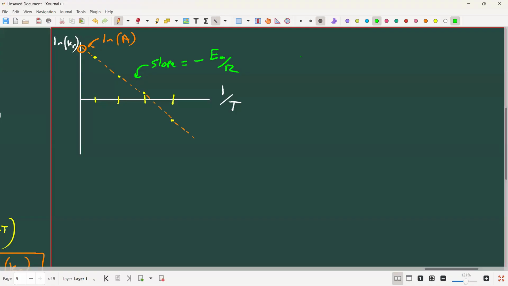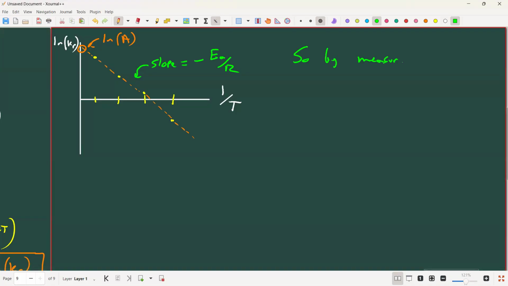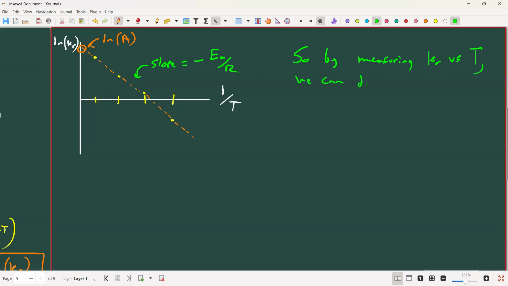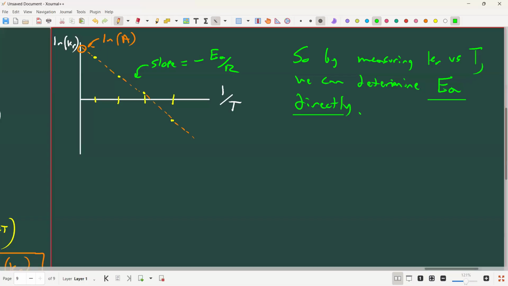Okay, so by measuring Kr versus T, we can determine the activation energy directly. This is how we pull out that kinetic information.